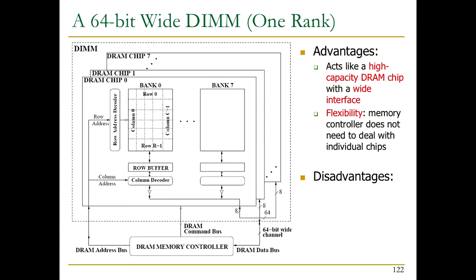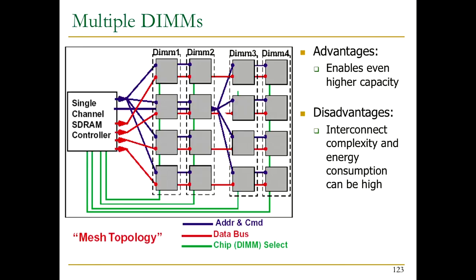The disadvantage is that now granularity, right? Your accesses cannot be smaller than the interface width. What if you want just 1 byte? Well, too bad. You cannot get it because your DIMM is designed to be 64 bits. Okay. So if you want to increase your capacity, you add multiple DIMMs.